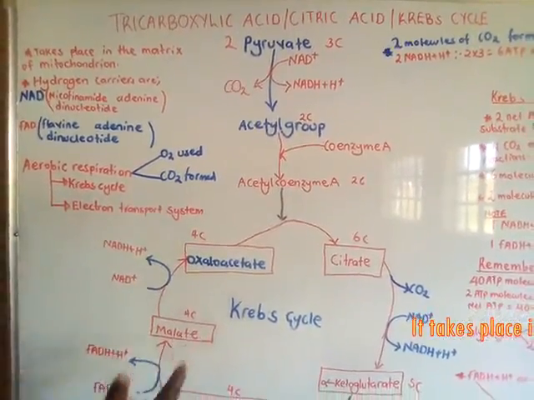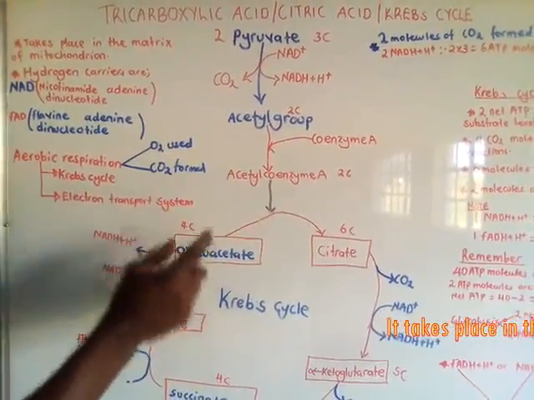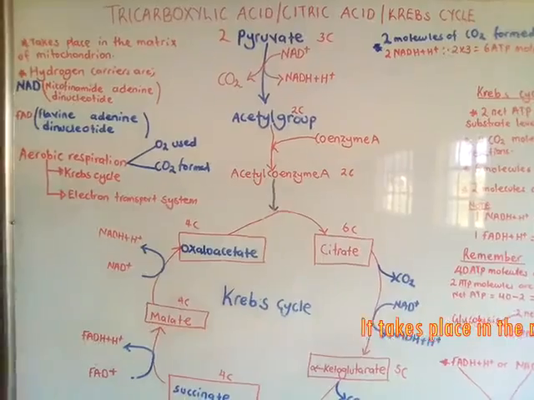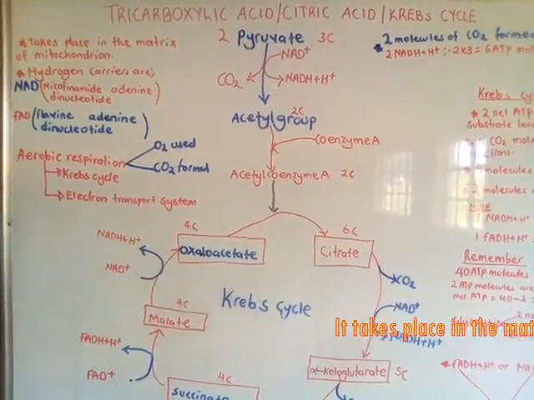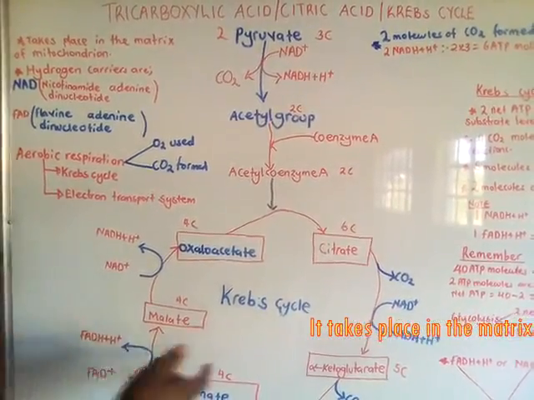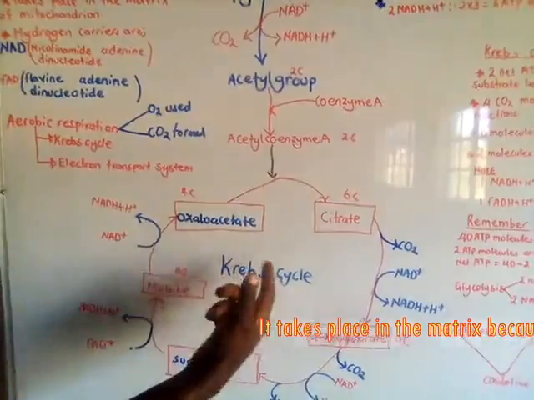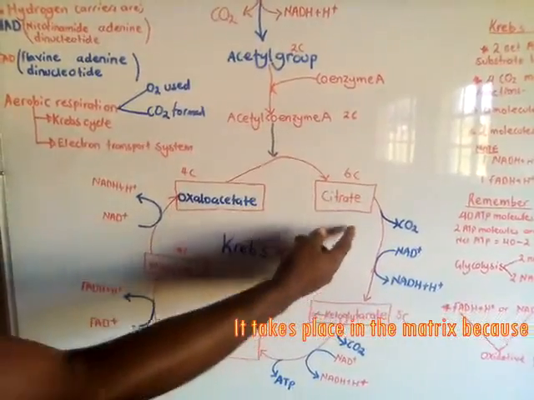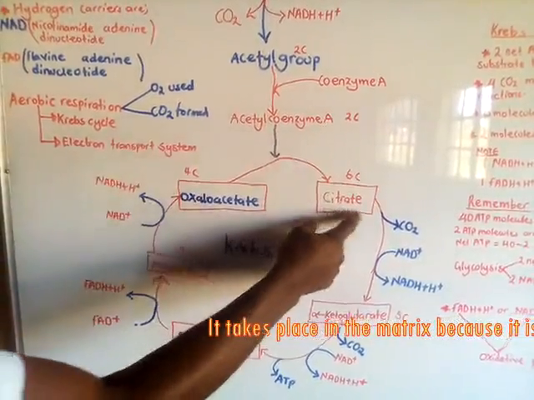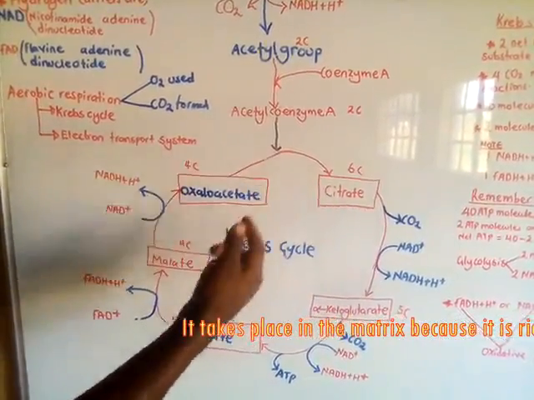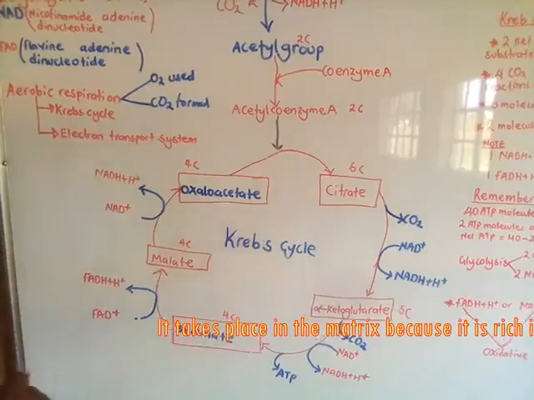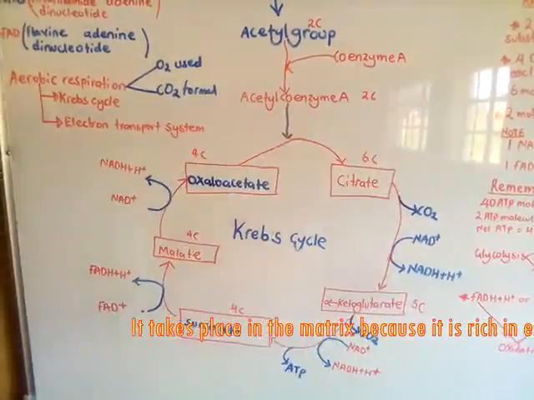So the beginning sugar in the matrix of the mitochondrion, we are going to use oxaloacetate or oxaloacetic acid, which is a 4-carbon sugar. When it combines with acetyl, remember this is 4 carbon, this is 2 carbon, it's going to form a 6-carbon compound, which is called citric acid or citrate. That's why the cycle is also called citric acid cycle. So we are forming 6 carbons here.